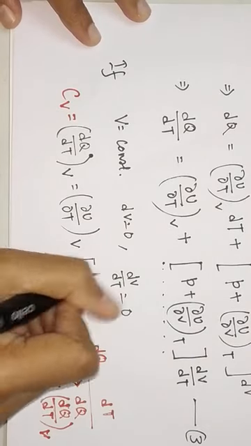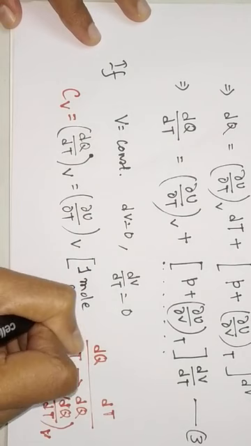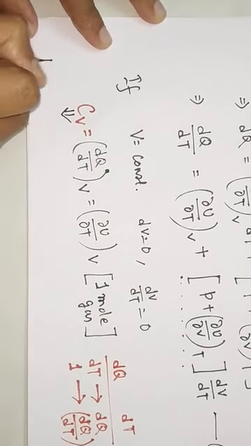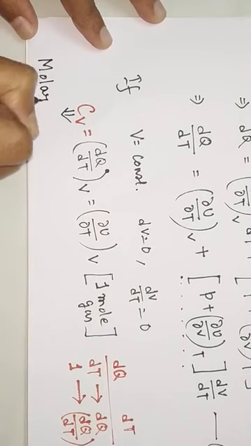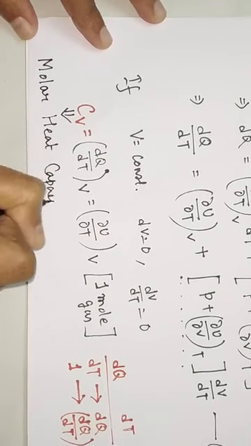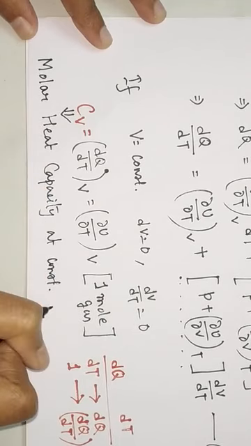Now this whole calculation is done for 1 mole of gas. So Cv is basically the molar heat capacity at constant volume.